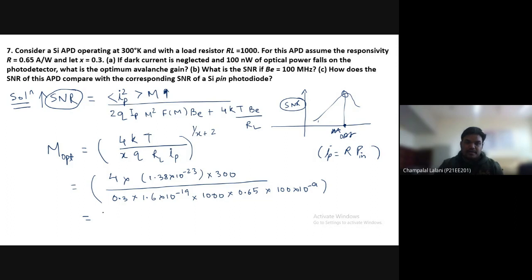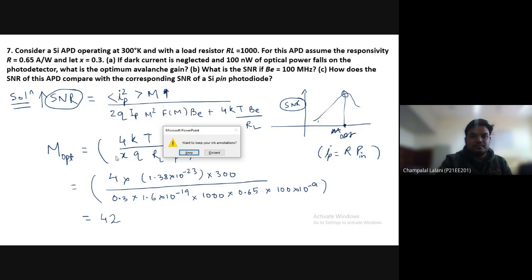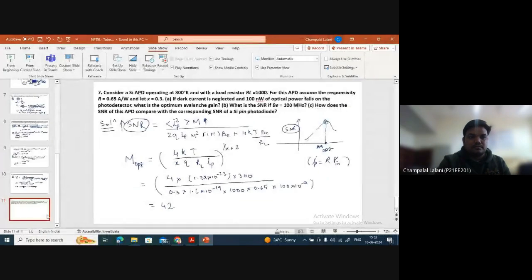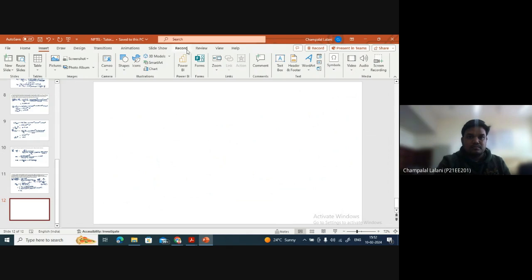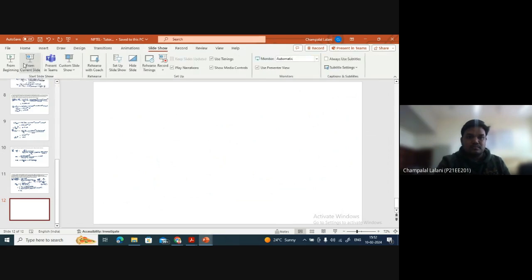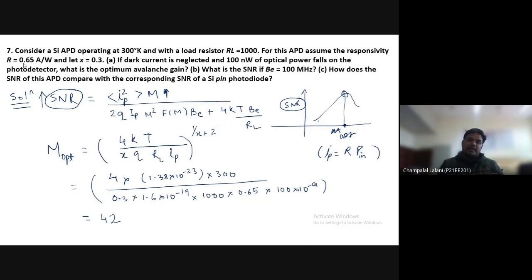So here we'll be getting M opt equal to 42. It will be around 42. Now let's move to the next part and calculate the SNR. So we have calculated the M opt here. Now we need to calculate the SNR. Here we are neglecting the dark current. So first write the formula of the SNR.